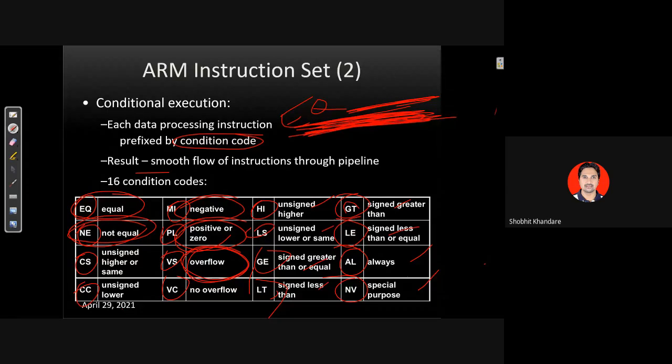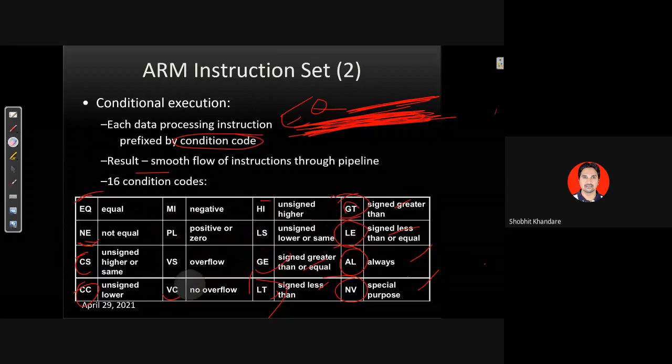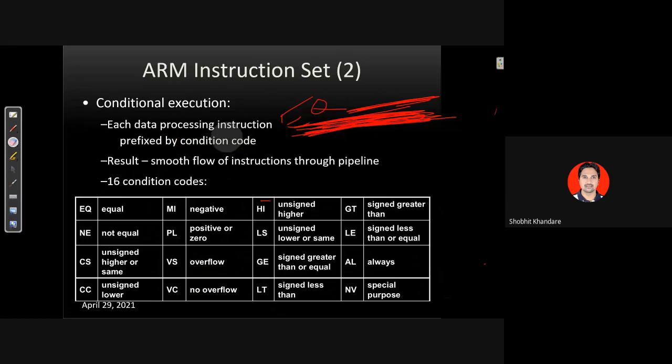Okay, so here you have to just understand that there are total 16 condition codes. You should know this by heart. You never know what type of question can be asked, but detailed understanding is not required, but at least some of them you can understand. Okay, shall we proceed further?